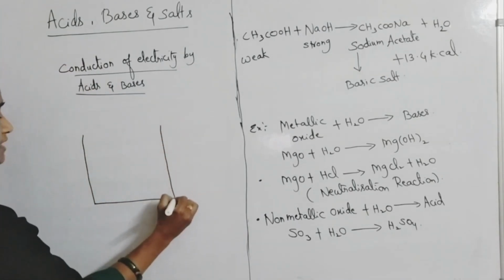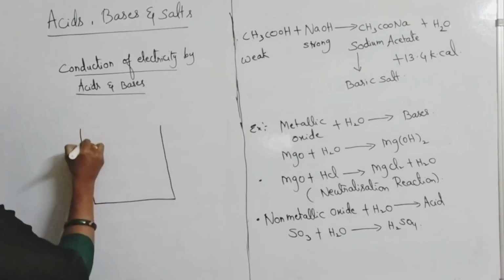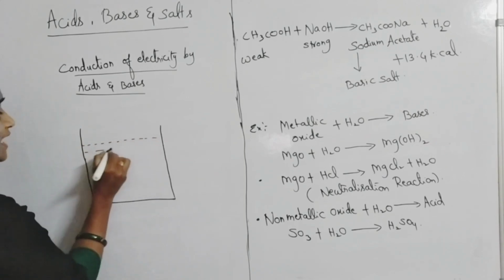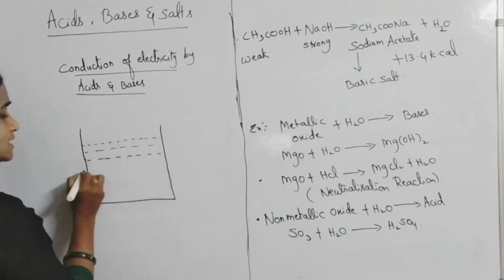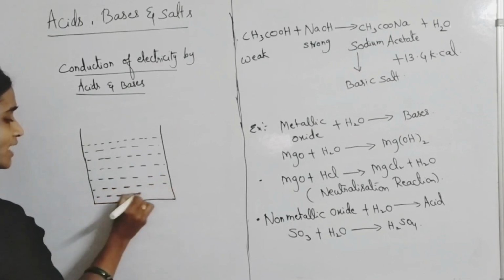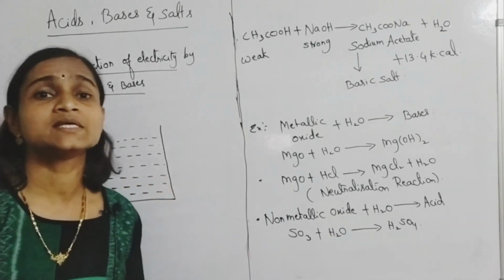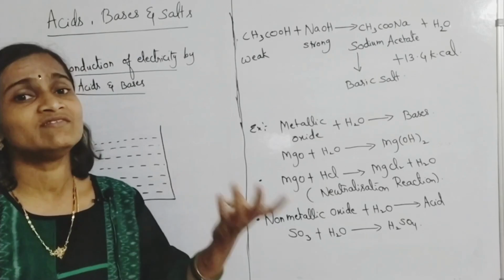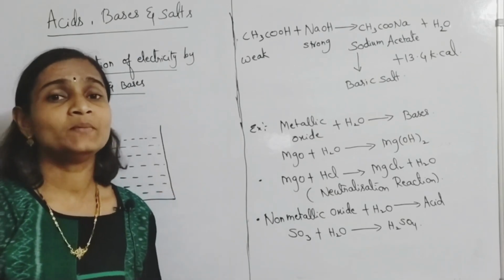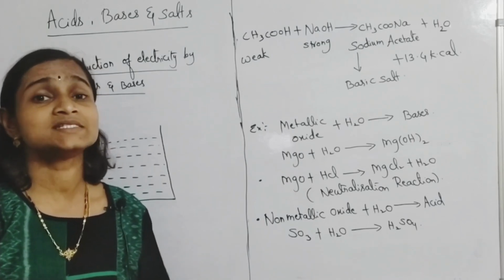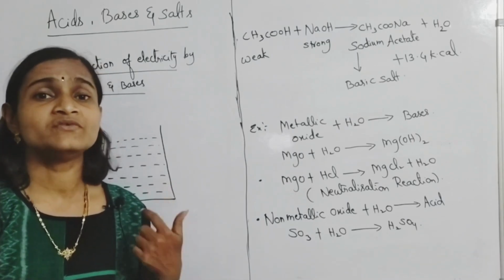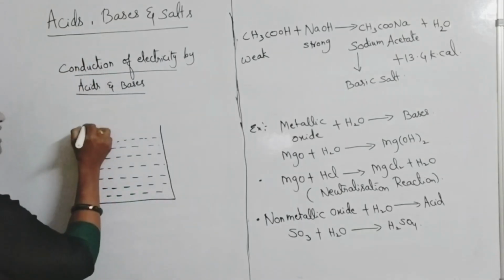You will take a beaker or a volumetric flask, and in that you will take one electrolyte. What is an electrolyte? The substance which allows electricity to pass through it, you call it an electrolyte. That electrolyte can be an acidic substance, a basic solution, or even a salt solution. Acids, bases and salts all together can be treated as electrolytes. That means they can allow electricity to pass through them. That can be observed with the help of this small activity of electrolysis.